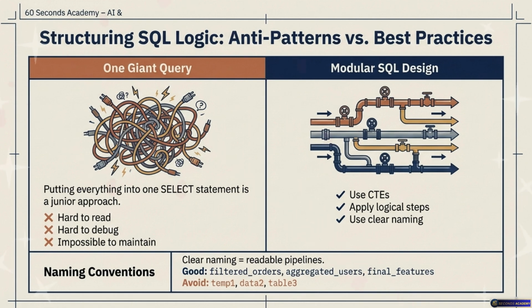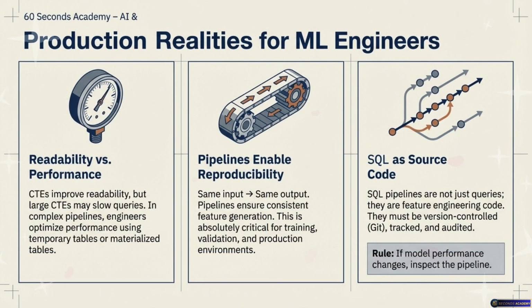Right. But we also need to be realistic here. Treating SQL like professional source code and heavily relying on CTEs means making some professional-level engineering trade-offs. Let's talk about that, because the big trade-off we always hear about is readability versus performance. Yes. We just spent all this time saying CTEs make pipelines incredibly readable, modular, easy to debug. But wait, if we chain 10 or 15 massive CTEs together to process terabytes of data, doesn't the database just choke? Like, what happens to the system's memory?